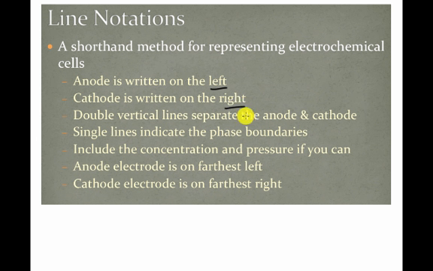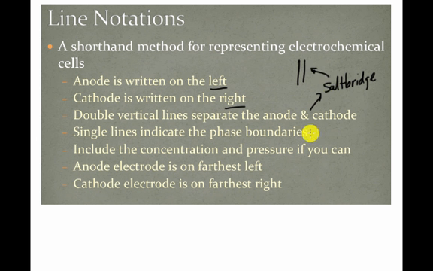There are double vertical lines. Double vertical lines separate the anode and the cathode. That is your salt bridge. Remember, what separates the anode and the cathode is the salt bridge. So these double vertical lines that you're going to see are what's referred to as the salt bridge.